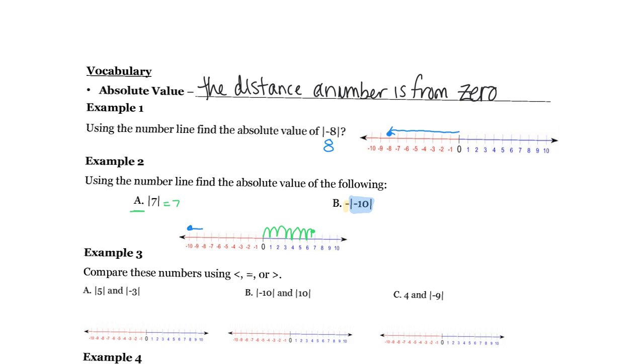Negative 10's here. What's the absolute value? Hopefully you said 10. And then this negative sign gets brought down. So B is really negative 10. So if there's a minus sign out front, it gets brought down. Now our answer is negative 10.